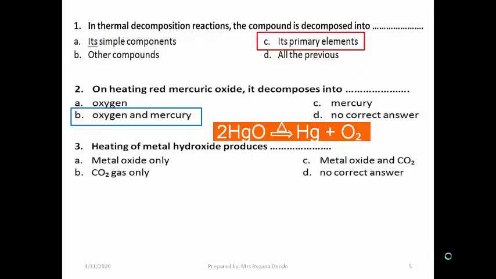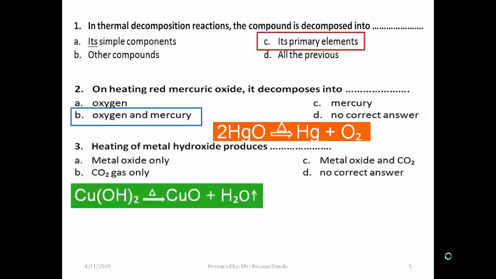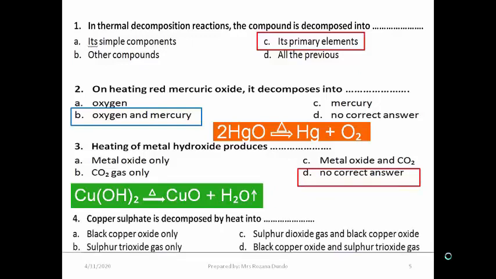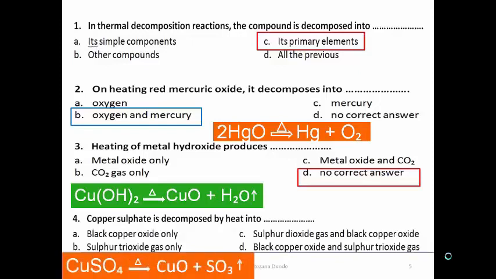Heating of metal hydroxide produces, let's have a metal hydroxide, copper hydroxide, by heat is going to give copper oxide plus water vapor. Which one is here the answer? There is no correct answer. 4. Copper sulfate is decomposed by heat into, let's see how copper sulfate decomposes by heat. It's going to decompose into copper oxide plus sulfur trioxide. So the right answer is D, black copper oxide and sulfur trioxide gas.